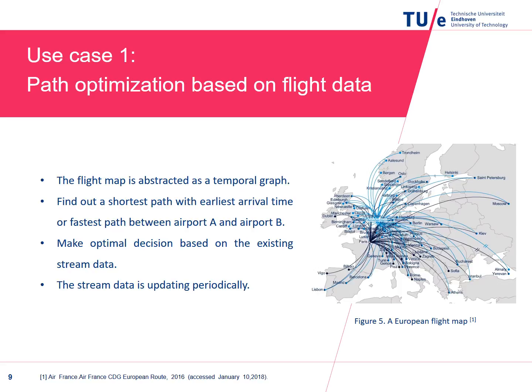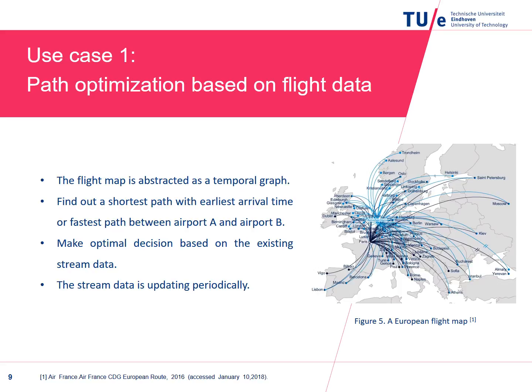After introducing the techniques and tools, we can then go to the use case study. We try to figure out three common real-world problems. The first one is about traveling by plane. If we want to fly from airport A to B with the fastest path and earliest arrival time, we can then use the temporal graph algorithms.